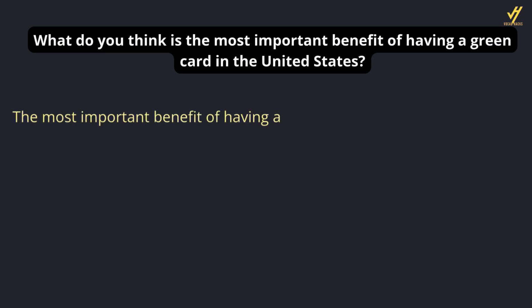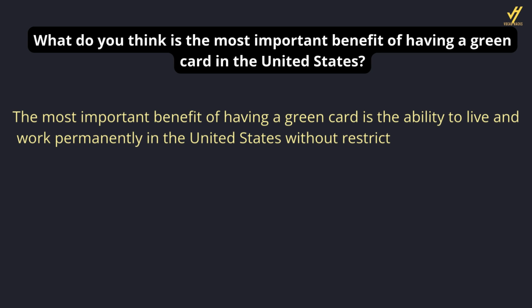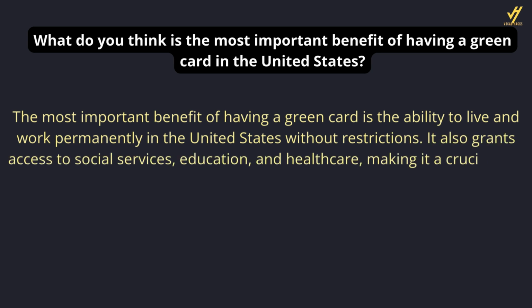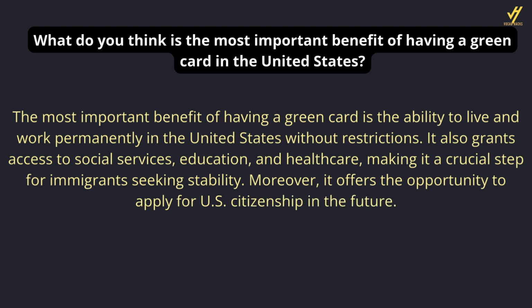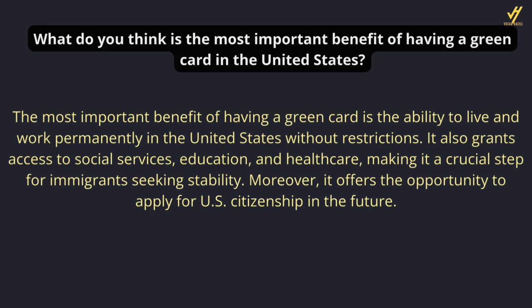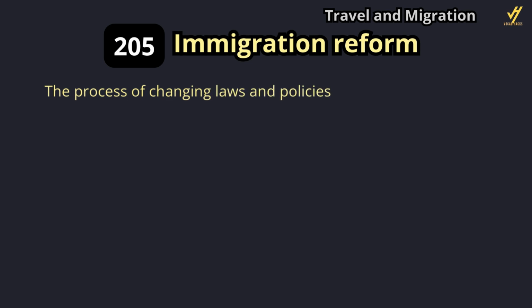United States? The most important benefit of having a green card is the ability to live and work permanently in the United States without restrictions. It also grants access to social services, education, and healthcare, making it a crucial step for immigrants seeking stability. Moreover, it offers the opportunity to apply for U.S. citizenship in the future.